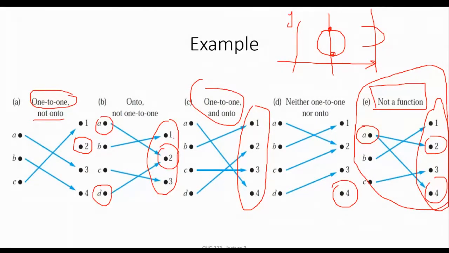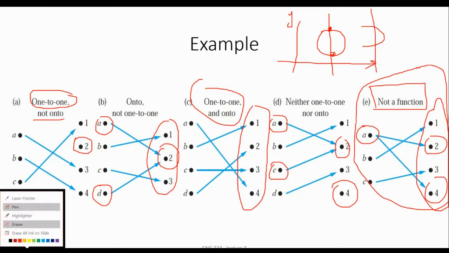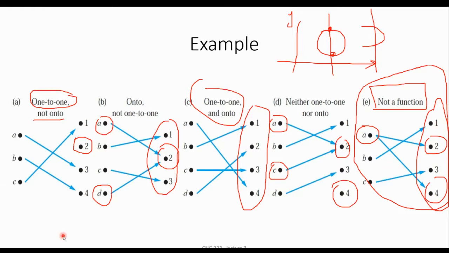And that's why this is not one-to-one. Again, the same story we can say for this one. For 2, we have two different values for x. Okay, so this example is important in order to distinguish between a function and not a function, and also properties of a function.